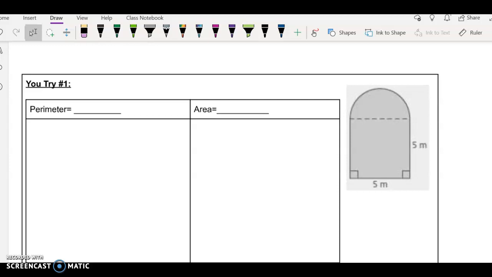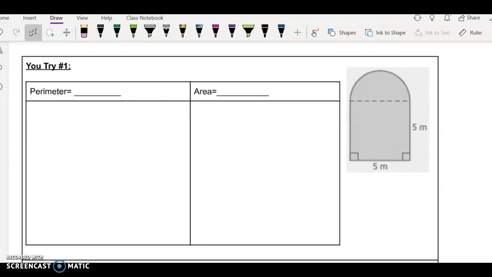Okay, so let's take a look at the problems. So we are finding the perimeter and area of this shape over here. And so the perimeter is the distance around. So we have a semicircle. So I'm going to do my circumference equals my diameter times pi divided by 2 because it's half of a circle. And so I have my diameter.